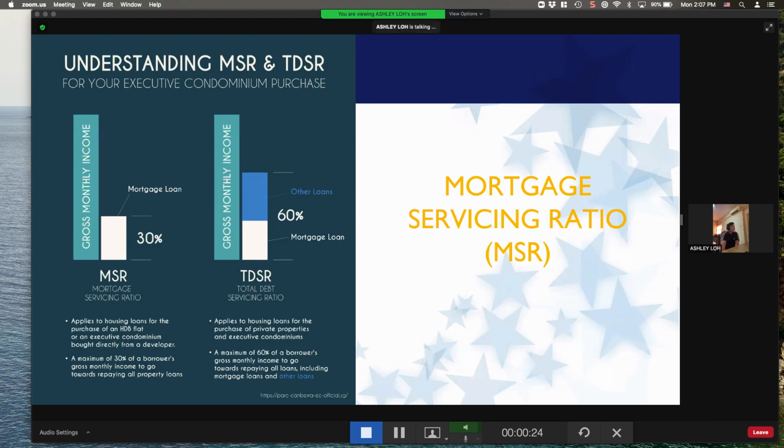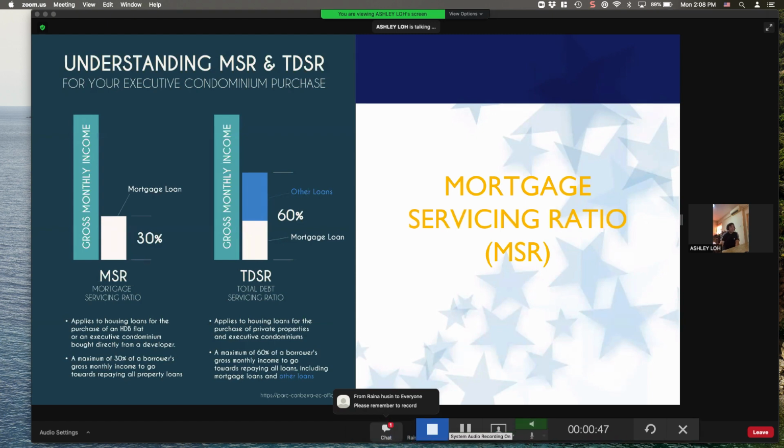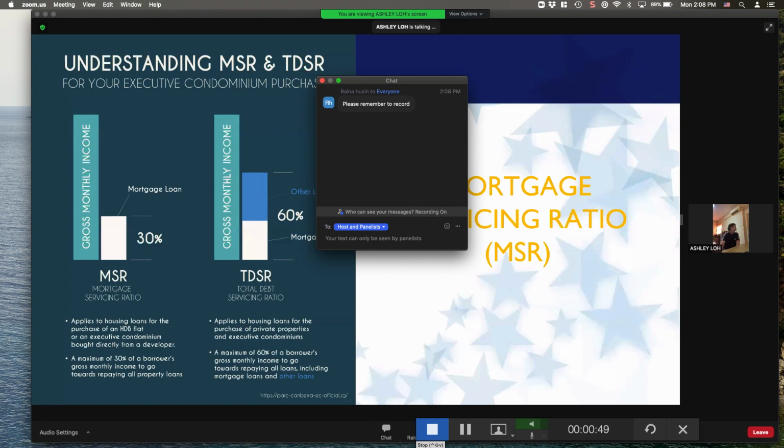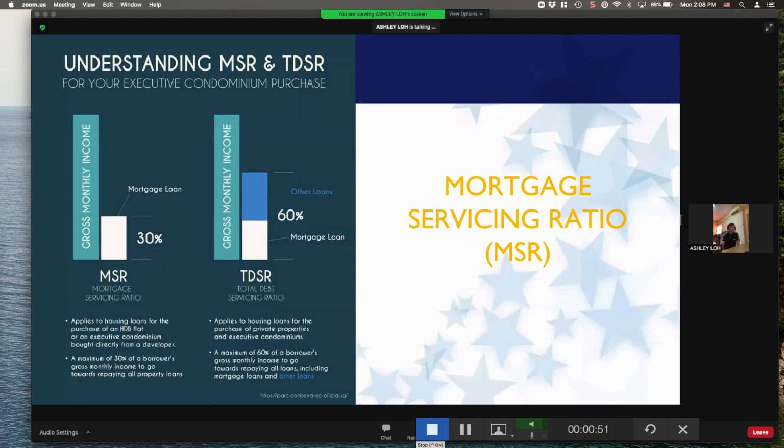MSR basically applies to the housing loans of all purchases of any government flats, whether it's HDB or executive condo that is bought directly from the developer. A maximum of 30% of a borrower's gross monthly income will go towards repaying all property loans. It is slightly different from TDSR because MSR is maximum 30% for all property loans, but TDSR takes into account other loans as well, not just property, which I will go through later.